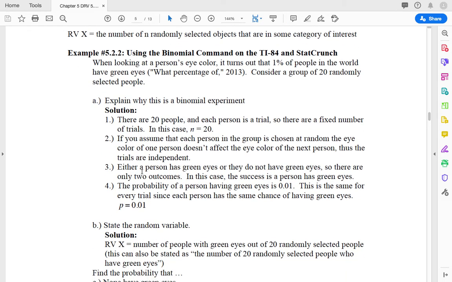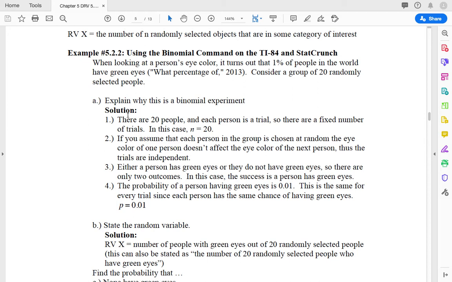Okay, so this is the first example. When looking at a person's eye color, it turns out that 1% of people in the world have green eyes. I didn't know that, but that's something that's in this problem. So now we want to consider a group of 20 randomly selected people. The first step is to explain why this is a binomial experiment. They didn't tell us what we're counting, so I'm going to assume we're going to count the number of people that have green eyes out of 20.